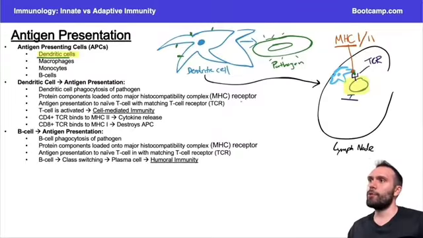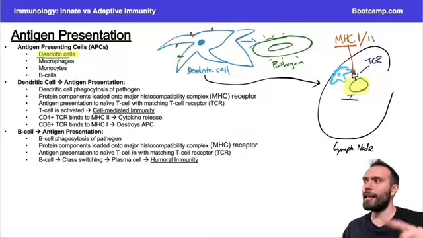All right, so this is the general process. We digested a pathogen, we took the components of that pathogen, we put it on our major histocompatibility complexes on our dendritic cell, went to a lymph node, presented it to a T cell that has that same type of receptor and activated that T cell.